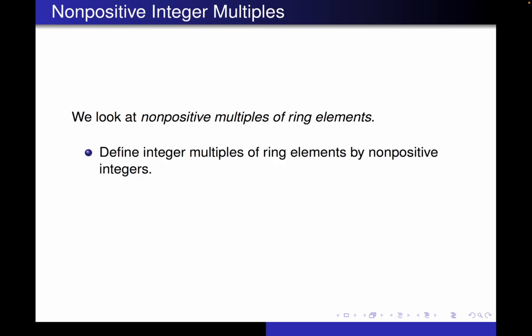We took a good look at what it means to multiply a ring element by a positive integer, by a natural number. Now we're going to look at non-positive multiples of ring elements. First, we're going to define integer multiples of ring elements by non-positive integers, and then we're going to prove a theorem using that definition.